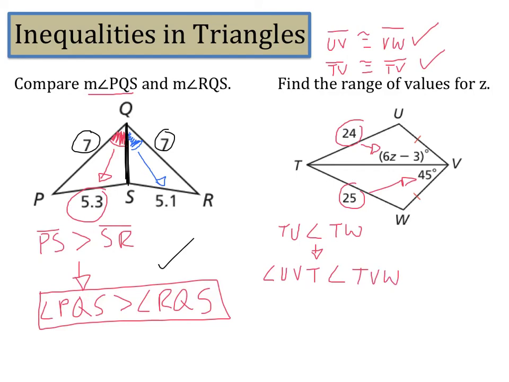So now I have quantities for these two angles, so I can just plug those quantities in. Now angle UVT is 6z minus 3, and TVW is 45 degrees. So I solve for z. I have 6z is less than 48. Therefore, z has to be less than 8.